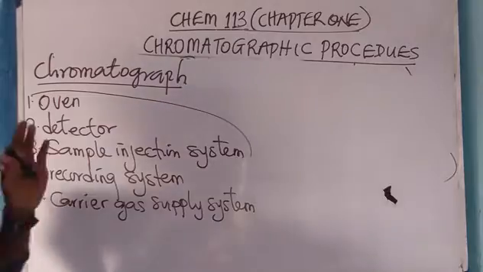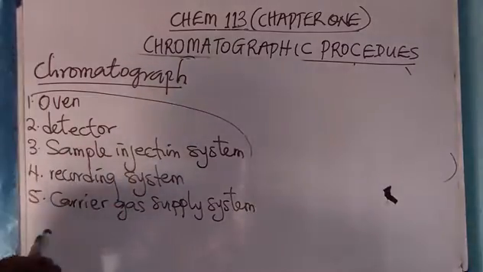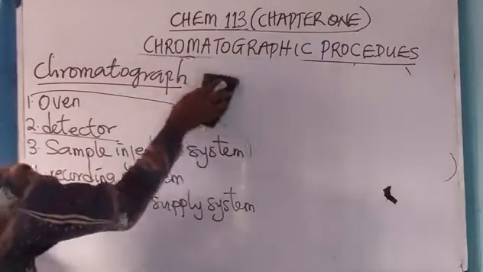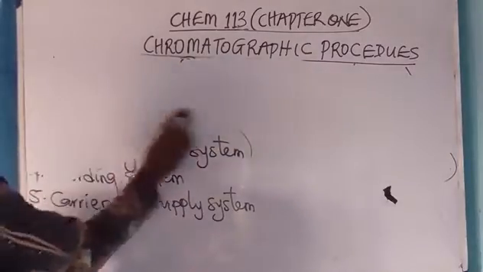Oven, detector, sample injection system, recording system, and carrier gas supply system each have their own function, but I'll give us some to take home. Now, you are going to be doing the detector for me.